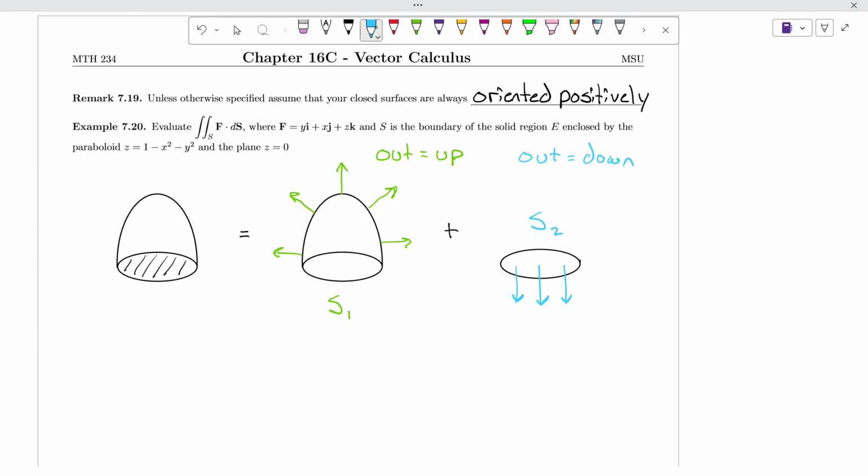So my normal vector is going to need to change between the two surfaces. Both of them are given explicitly, so I could just solve for them real quick. The normal vector across the first surface, remember that's the paraboloid, 1 minus x squared minus y squared, will be negative 2x, negative 2y, positive 1.